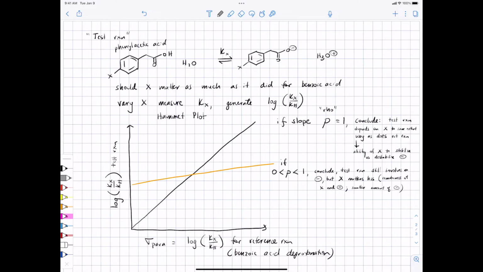If rho equals 0, all right, I'm not sure I'm drawing this really good. So, dun, dun, dun. Liked it better before.